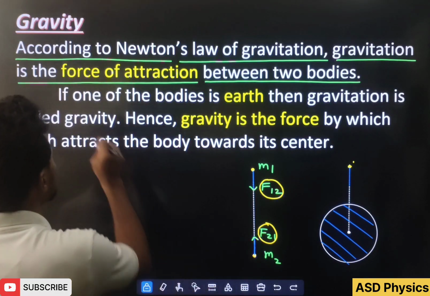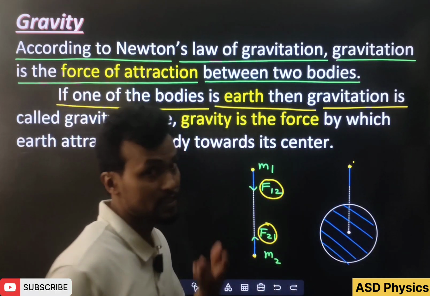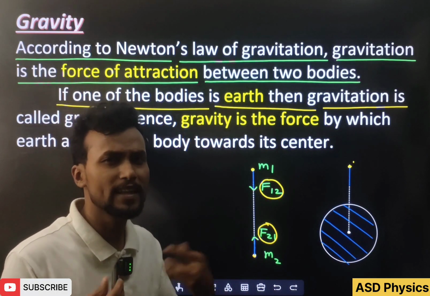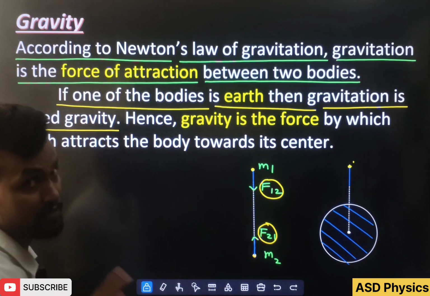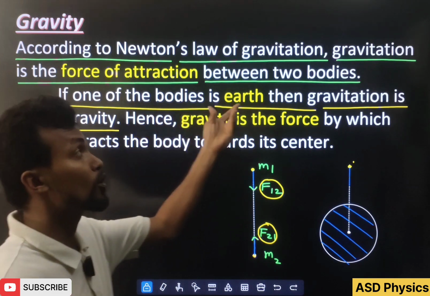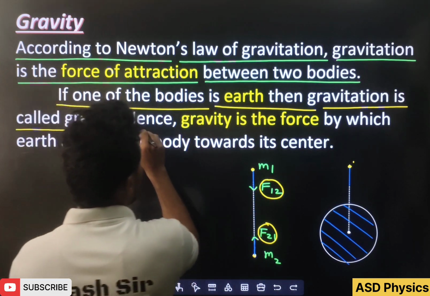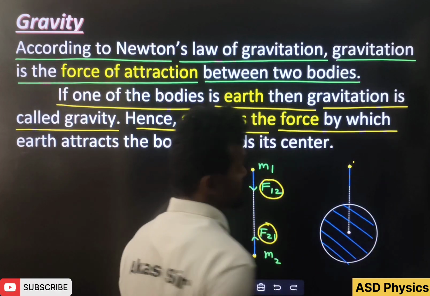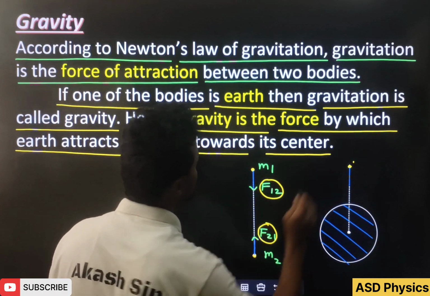Okay, now let's see. If one of the bodies is Earth, as I told you, Earth can be used in the context of any planet also. Okay, then gravitation is called gravity. Again I'm reading. If one of the bodies is Earth, then gravitation is called what? Gravity. Hence gravity is the force by which Earth attracts the body towards its center.